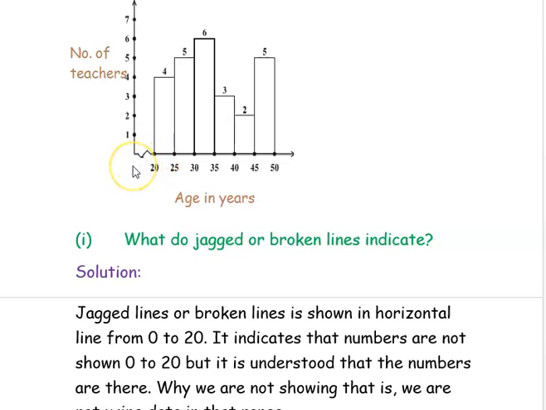Anyway, if you draw a graph, it should be of equal width. It starts from 0. So for that reason, we are starting from 0, but we are not showing it in the graph. So this line is called a jagged or broken line.